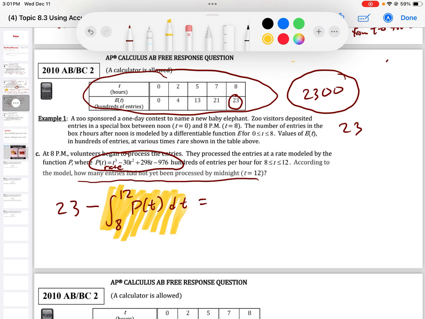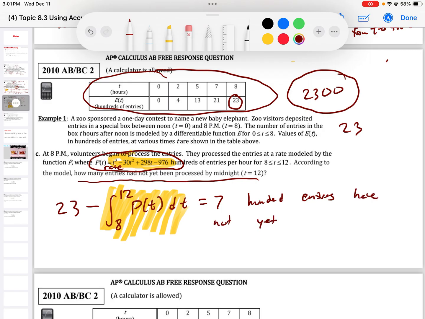And what this would give us, we would find this in the calculator. This can be done in the calculator. It's calculator active. So press math. I think it's number 9. I always got to double check. Math, number 9. Your limits of integration are 8 to 12. And then plug in this function. But instead of t, you plug in x's. So I would do 23 minus that, and I get 7. And that's just the answer. So 7, but it's in hundreds.